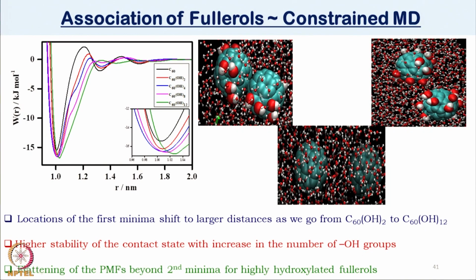We have taken fullerols here and calculated the pair distribution of fullerols, and I told you earlier that the pair distribution function can be written as e to the minus WR. So, these really give you the pair correlation function between several fullerol molecules. This is just to give an illustration.